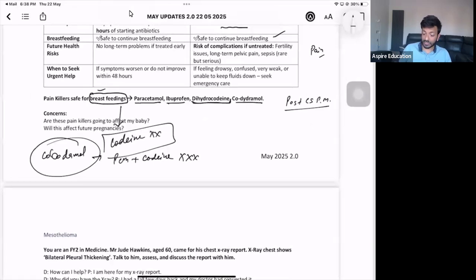So can I give paracetamol to a breastfeeding mother? Yes. Can I give ibuprofen? Yes. Can I give dihydrocodeine? Yes. Can I give codidramol? Yes. Can I give codeine? The answer is no, no, no. If patient is in severe pain, can I give morphine? Yes, morphine is okay, as long as you're keeping an eye on the vitals of the baby and of the mother, that should be okay, right? But codeine is not at all given.